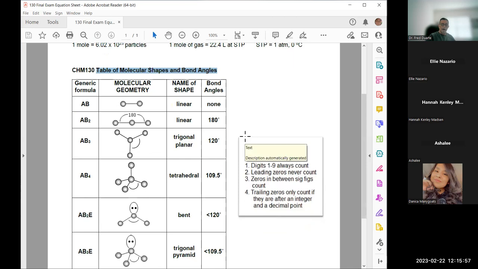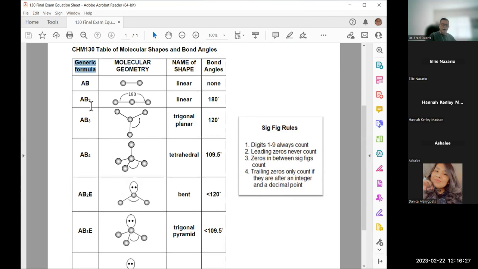Okay. Now here, this table, there's 2 columns. The first column is the generic formula, which consists of the letters A, B, and E. Now these are generic formulas that we're going to create based on the compound that we have to work with, okay? There's much more detail about what the letters stand for, but the 3 letters, A, B, and E, may or may not have a subscript on B and E.